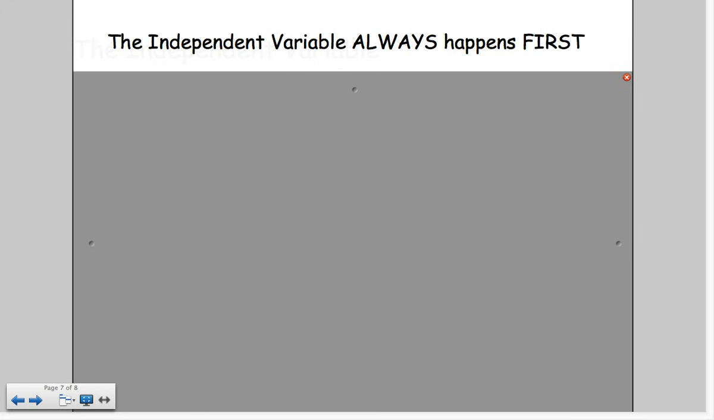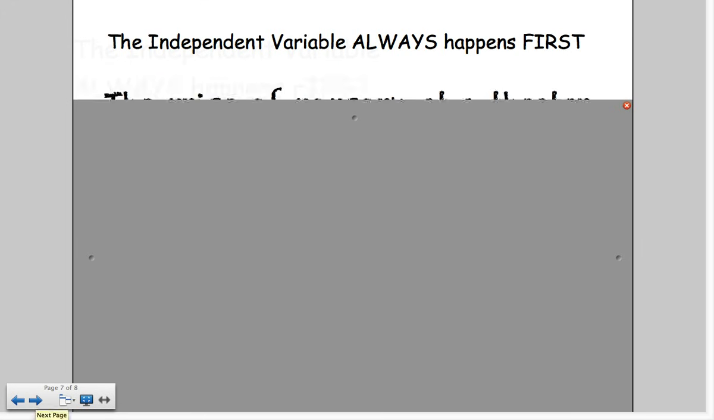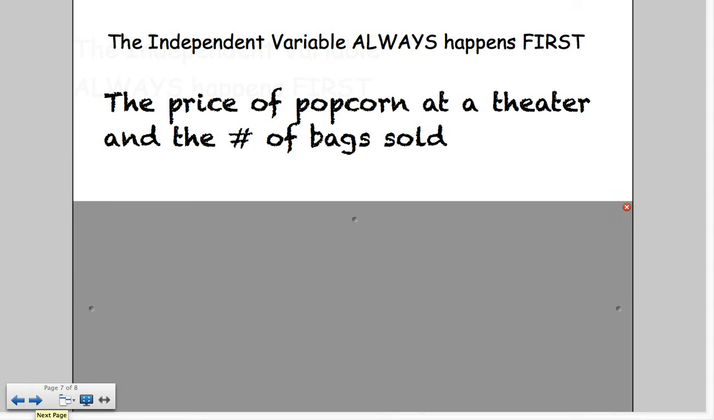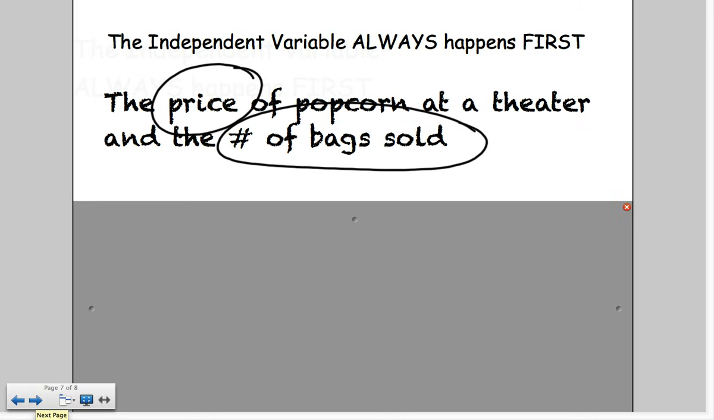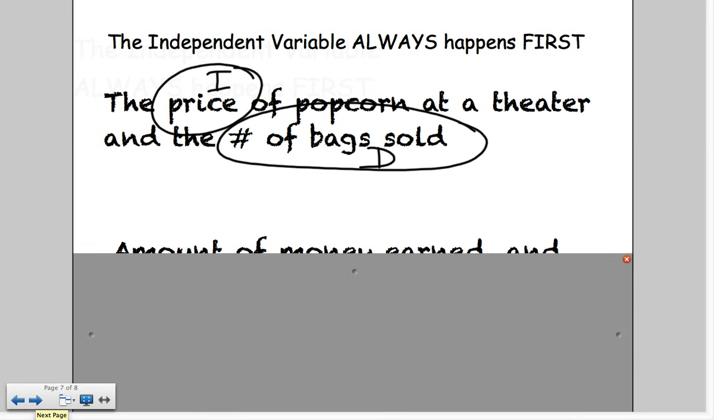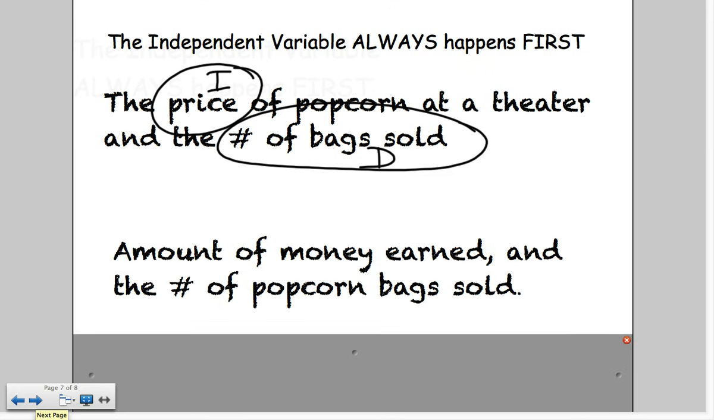All right? We've got another set of examples here. The independent variable always happens first. The price of popcorn at a theater, so price, and the number of bags sold. These are our two variables here in this situation. What do you have to have first? If you said, I got to have a price on the popcorn because if I don't put a price on it, I'm not selling popcorn, you're exactly right. And if you think about it, the number of bags sold depends on the price of the popcorn. If the price is too high, you're not going to sell very much. If the price is lower, you're going to sell quite a bit.